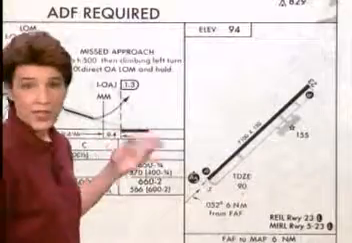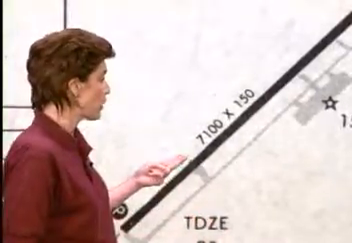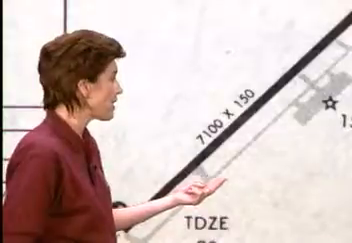Now let's move over to the airport diagram and take a look at what you'll find at the airport. In this case, you can see that the runway is 7,100 feet long and 150 feet wide. That's a nice wide runway. It's also handy to note that all the taxiways are on the southeast side of the runway.